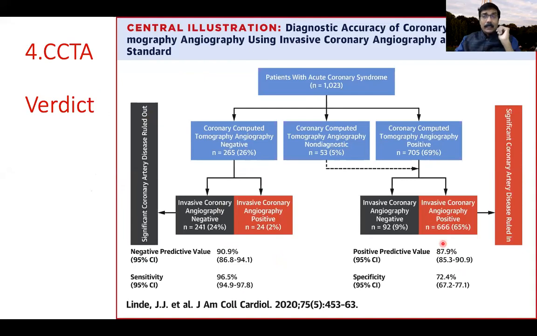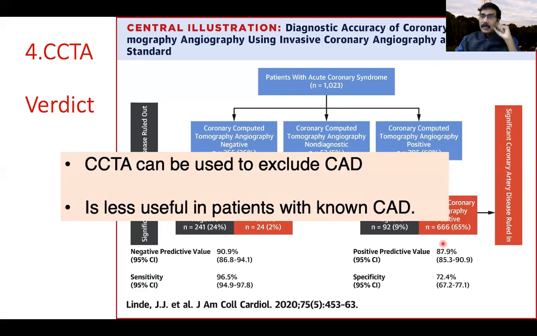But practically, there is something you must understand about when to use the CT coronary angiogram. Two important points. The CT coronary angiogram is very, very useful when you want to exclude coronary artery disease, not to include.